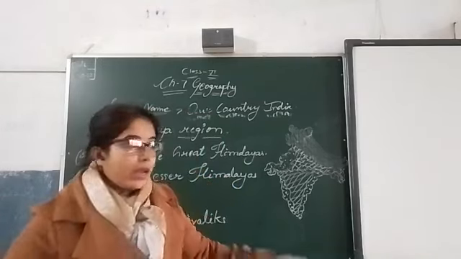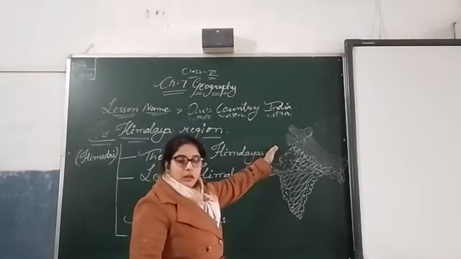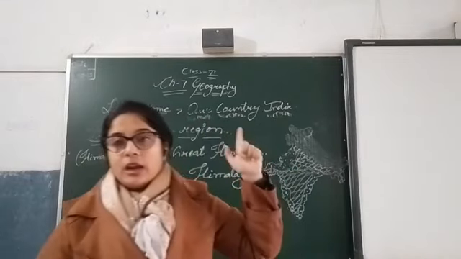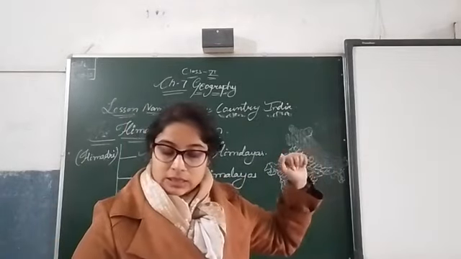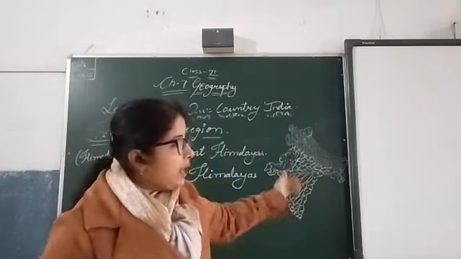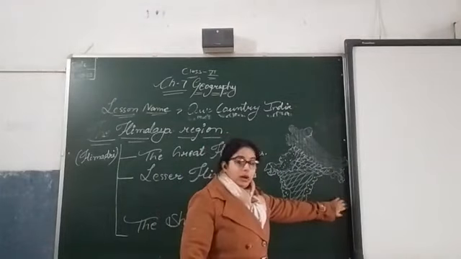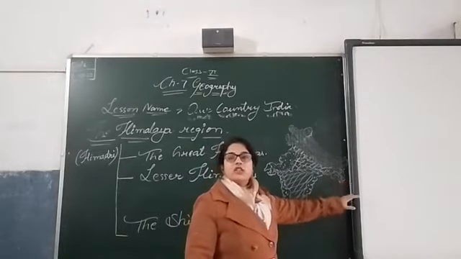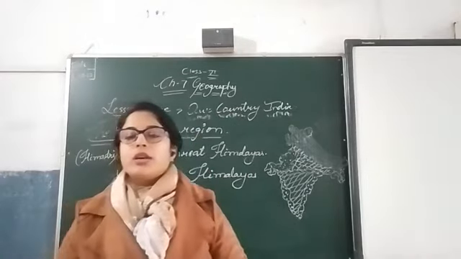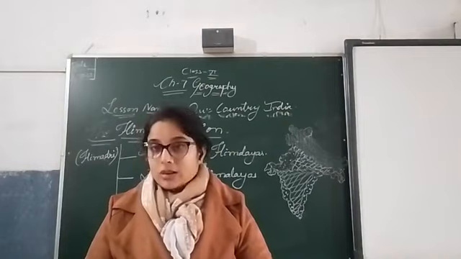Pakistan is here on the right side. You can see Pakistan, along with Afghanistan, and on the northern and northeastern side there are China, Nepal, Bhutan, and downwards there are Bangladesh and Myanmar. So these are the countries which share boundaries with India.